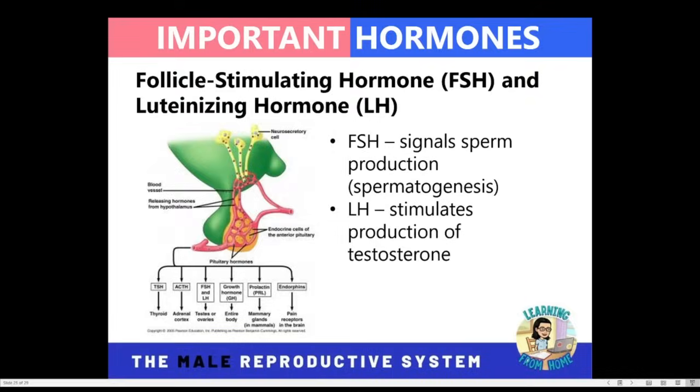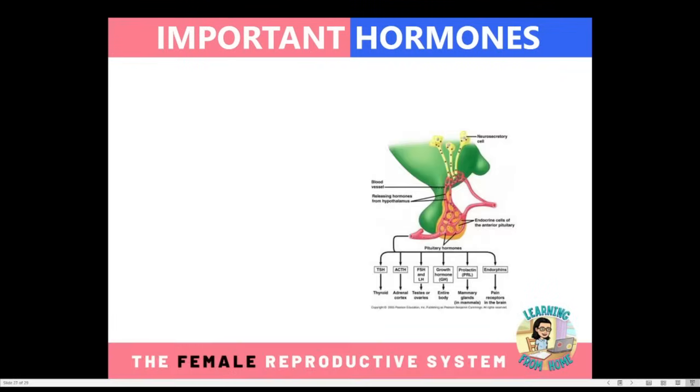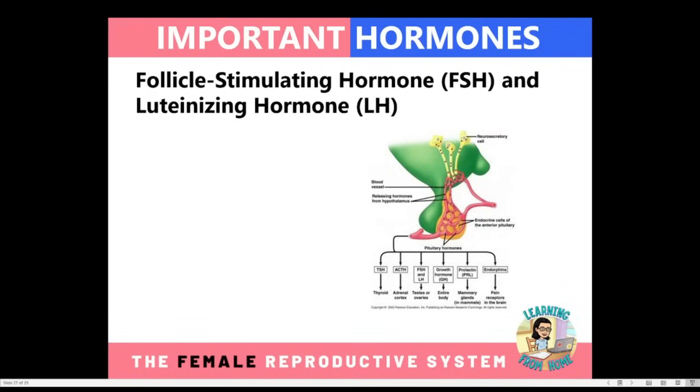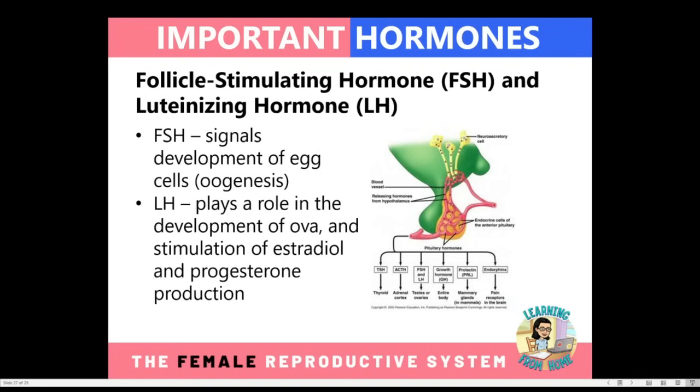Sa babae naman, ganun din, may FSH at saka LH din. Pero iba yung function ni FSH and LH sa babae. So, the follicle-stimulating hormone would signal the development of egg cells, whereas the luteinizing hormone would stimulate the production of estradiol. Estradiol is also estrogen. It's an example of an estrogen. And progesterone.